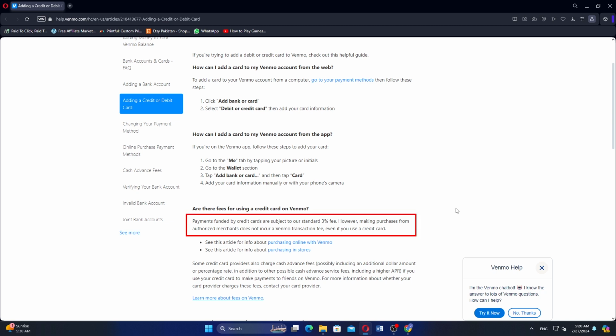Payments funded by credit cards are subject to our standard 3.9% fee. However, making purchases from authorized merchants does not incur a Venmo transaction fee, even if you use a credit card. Some credit card providers also charge cash advance fees, in addition to other possible cash advance service fees, including a higher APR, if you use your credit card to make payments to friends on Venmo.